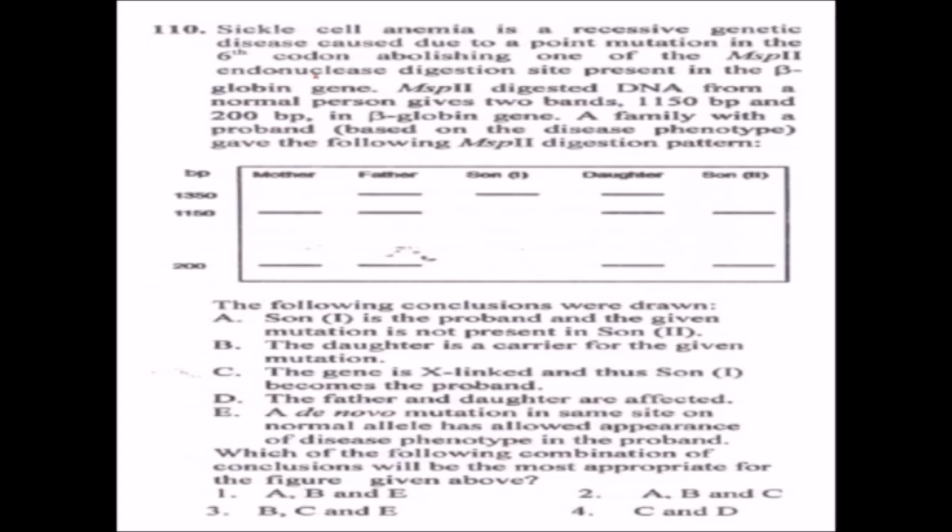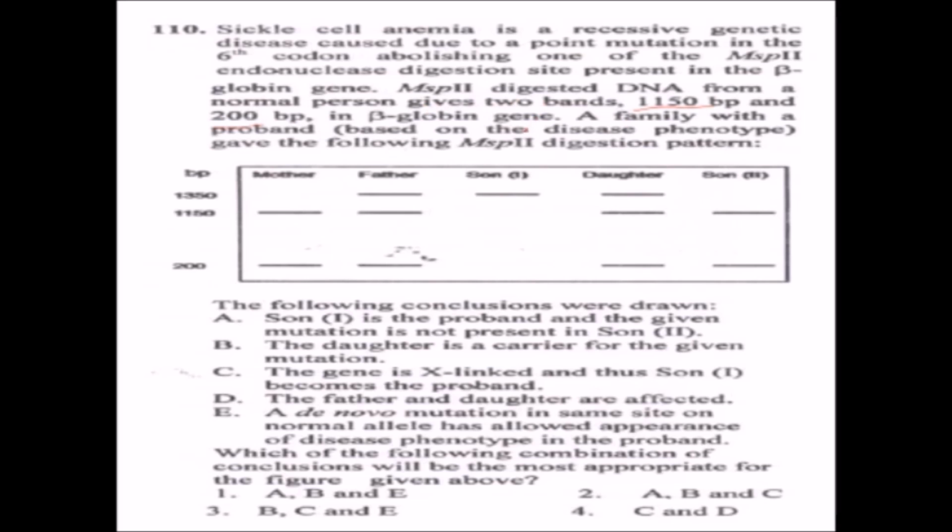Next question is quite simple, but it looks quite complicated. Sickle cell anemia is a recessive genetic disease caused by a point mutation in the 6th codon, abolishing one of the MstII endonuclease digestion sites present in the beta globin gene. MstII digestion of DNA from a normal person gives two bands: one of 1150 base pairs, and the other of 200 base pairs.